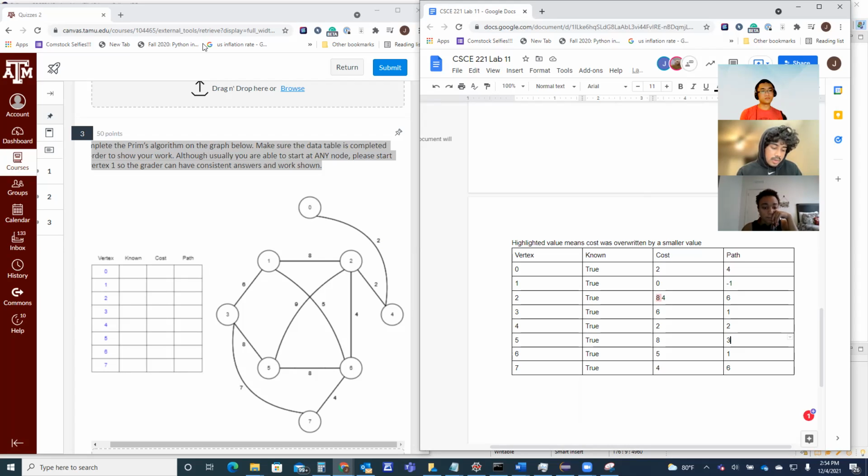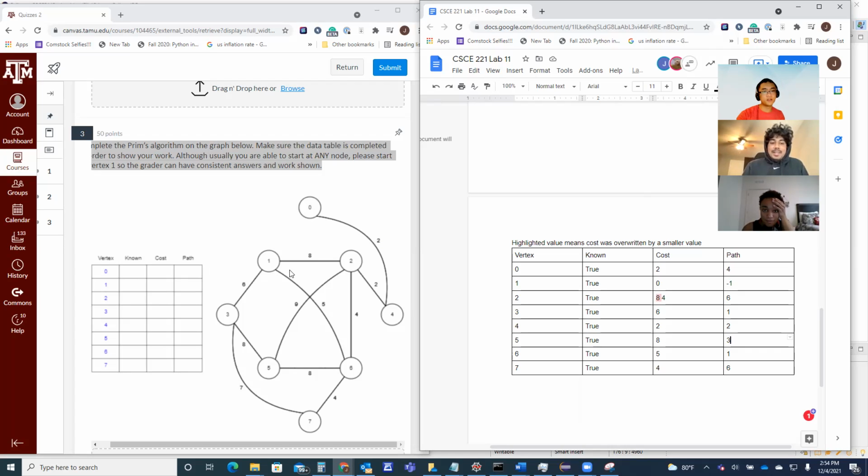I'm still not connected to 5. Okay, 5 goes to 3 by 8. Yeah, because we should have gone to the lower number, right? I originally had it at 6, but 3 is the lower number. I can show it. Okay, can you share the screen? I would have to rejoin the Zoom. That's gonna be a whole thing.